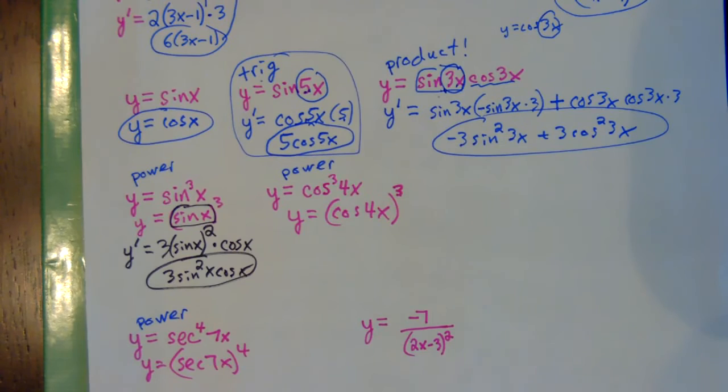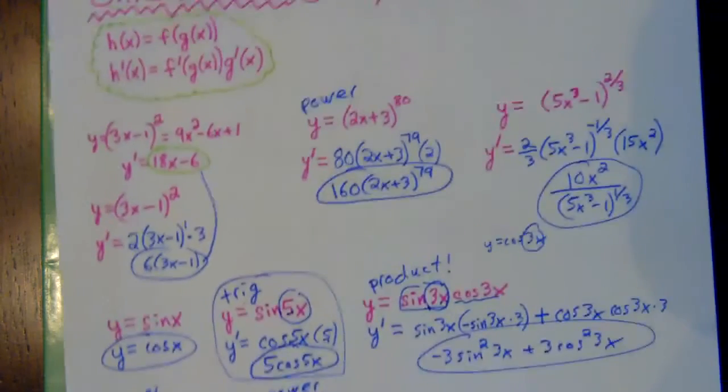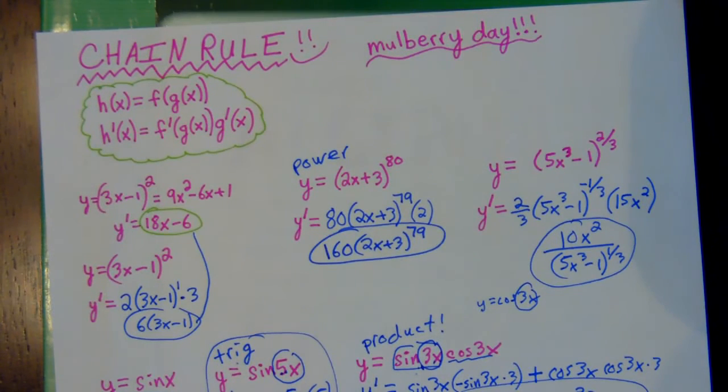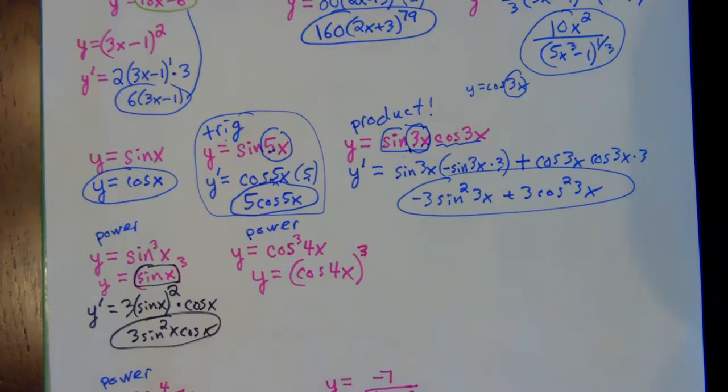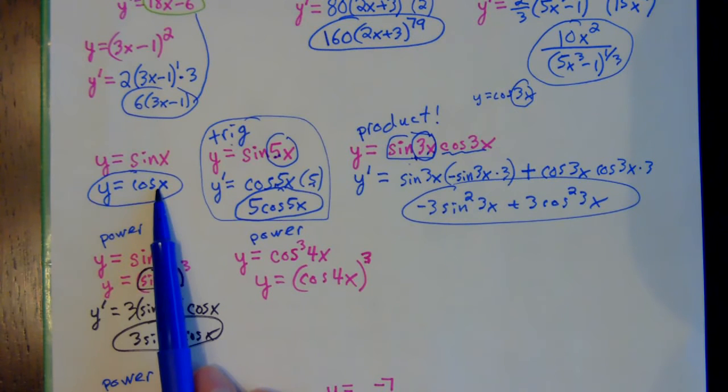Real quick before I forget, sometimes I get the question, how do you know whether you're going to use the chain rule or not? Here's the thing. This chain rule is so powerful, you could always use the chain rule. It will always work. Technically, you're always using it. You're not even thinking about it. So like go back to this problem here, right? You didn't think I was using the chain rule on that, but technically I was, because think about it.